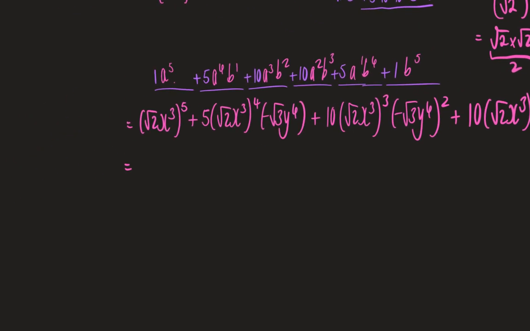Okay, this is big and ugly. Let's just take it one step at a time. So we've got root 2 to the power of 5. So that's 2 times 2, which is 4 times root 2. So we've got 4 root 2, and then x to the power of 3 times 5 is 15. Term 2, we've got 5 times root 2 to the power of 4. Well, root 2 squared is 2. So root 2 to the power of 4 is 2 times 2, which is 4. And then we have x to the power of 12 times negative root 3 y to the power of 4.